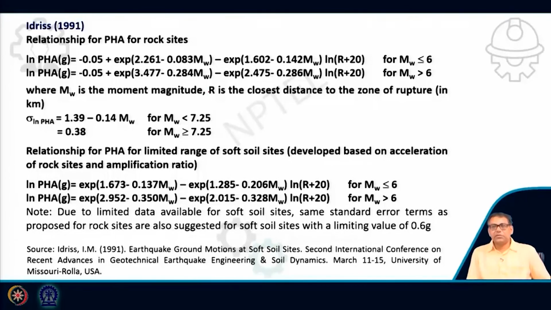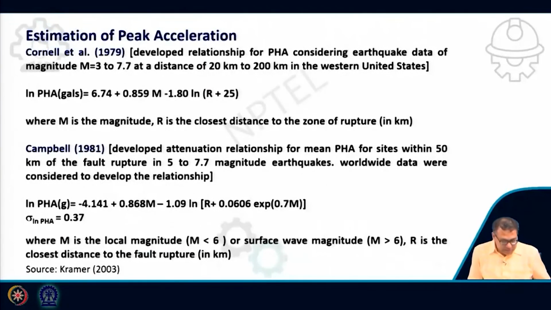Now the next equation that I will discuss is the equation proposed by Idris. That is the relationship of PHA for rock site. One more thing, here it is given sigma ln PHA equal to 0.37. What is sigma? It's the standard deviation, because this expression is giving you the mean value of the PHA.